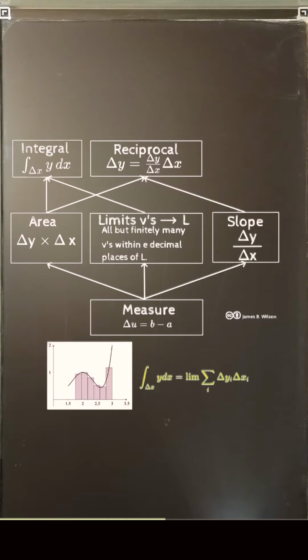Box out a number of rectangles inside the area. Use length times width to put a number on each rectangle. Add those numbers up and call that an approximation to the area. Mathematicians have worked out when this method has a limit, and when it does, we call it the integral. It's the area under the curve, even though we never actually measured that area.